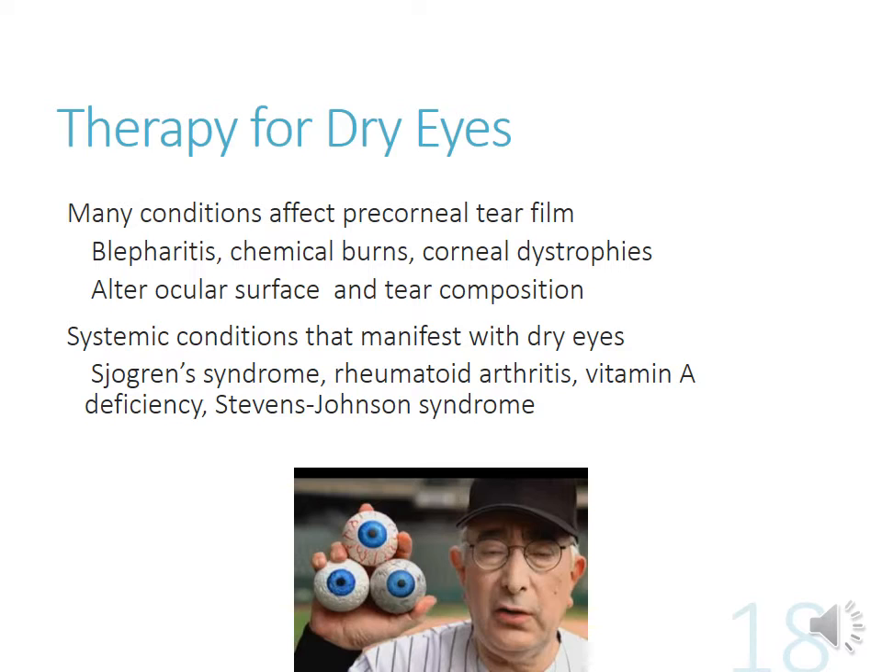So anyway, the next thing we'll talk about is going to be therapy for dry eyes. We talked about a lot of medications that could potentially cause some irritation, maybe some dry eyes. There's lots of different conditions that can affect that precorneal tear film. Again, that's a hard thing to say. You can have chemical burns, you can have corneal dystrophies. All these different things can potentially alter the ocular surface and may actually affect the tear composition as well.